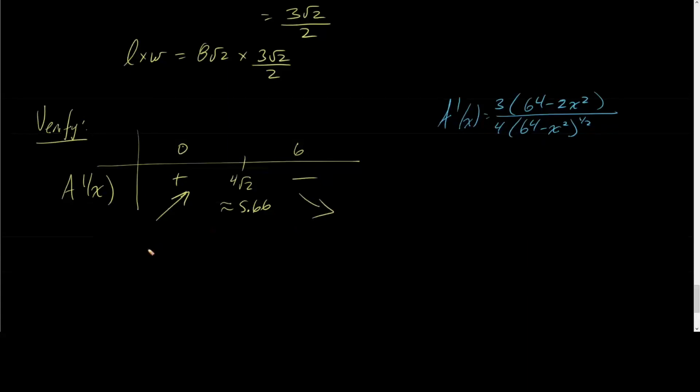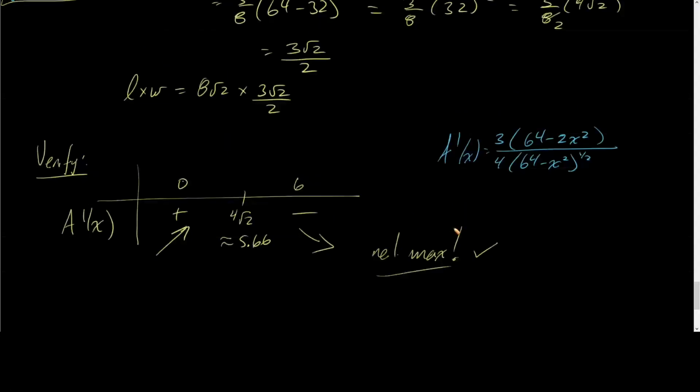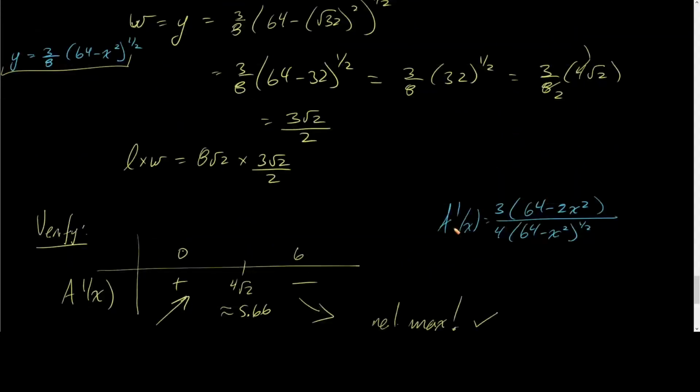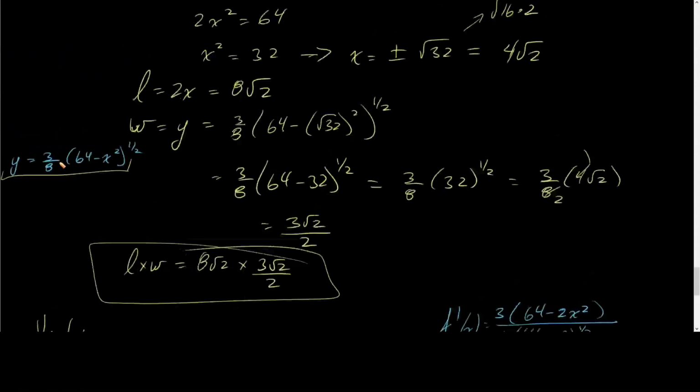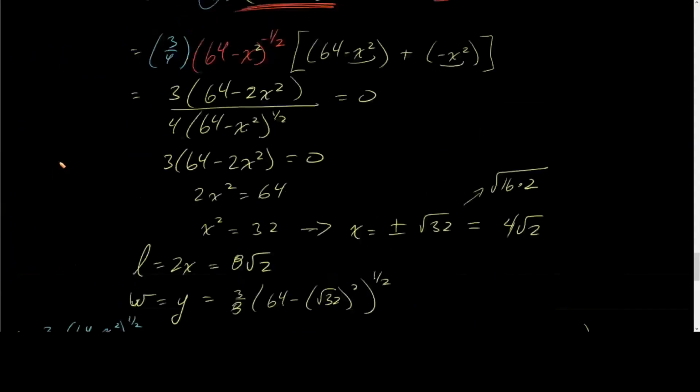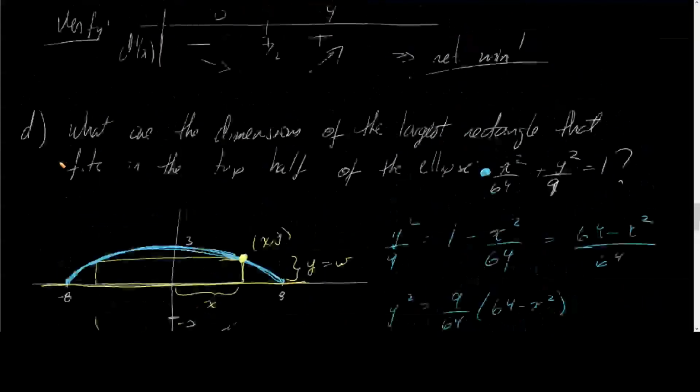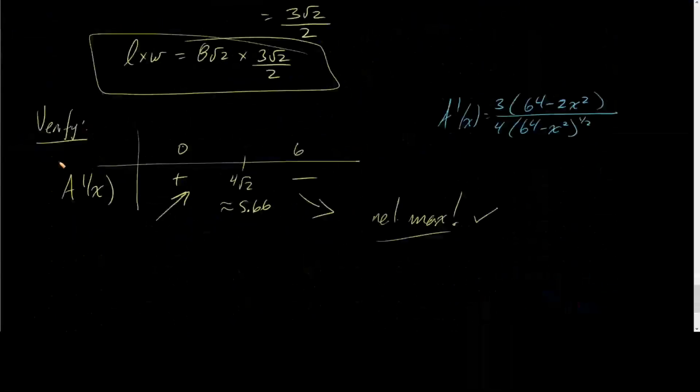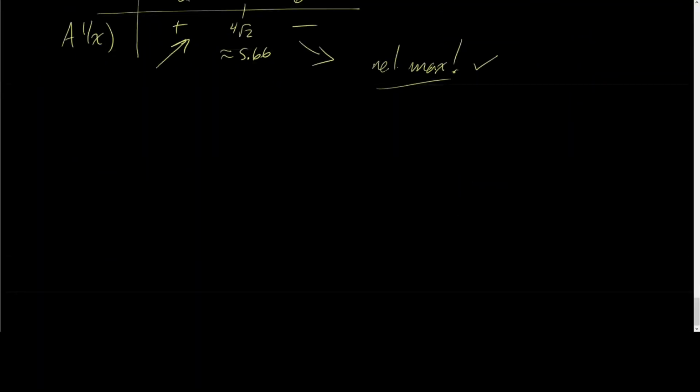And now we're going from increasing to decreasing, right? So that has to be a relative maximum, which is good because we were looking for the maximum area here, right? We're looking for the maximum area. So this is essentially our answer. All right, the dimensions of that rectangle. So that was D, right? I think that was D. I like to keep track of the lettering. D. Next one is E.